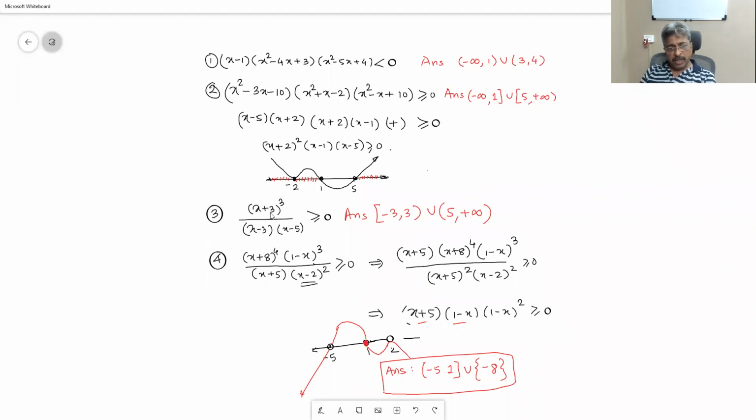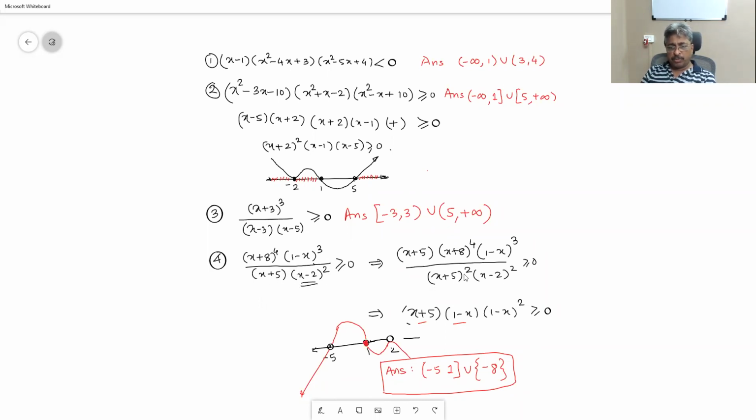Third problem, we have a denominator and repeated roots in the numerator. If you make a perfect square in the denominator, you can push them up and again draw the sketch, and the solution set becomes this. Now, here we have done some calculations for solving this problem, which we should understand.